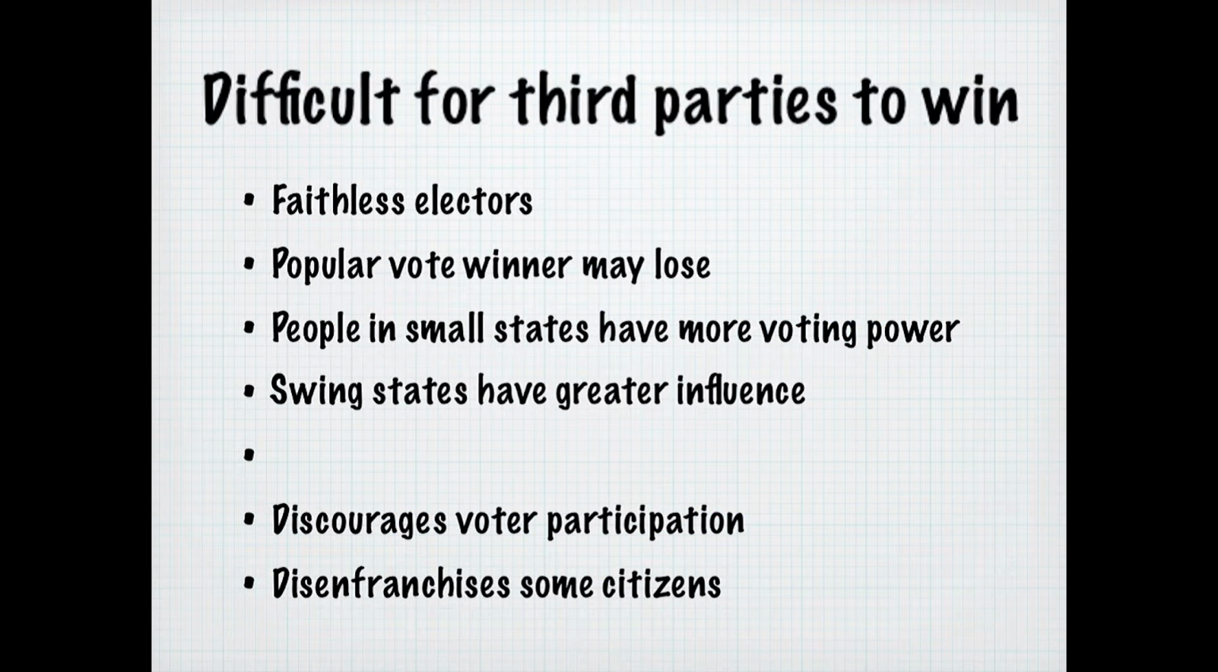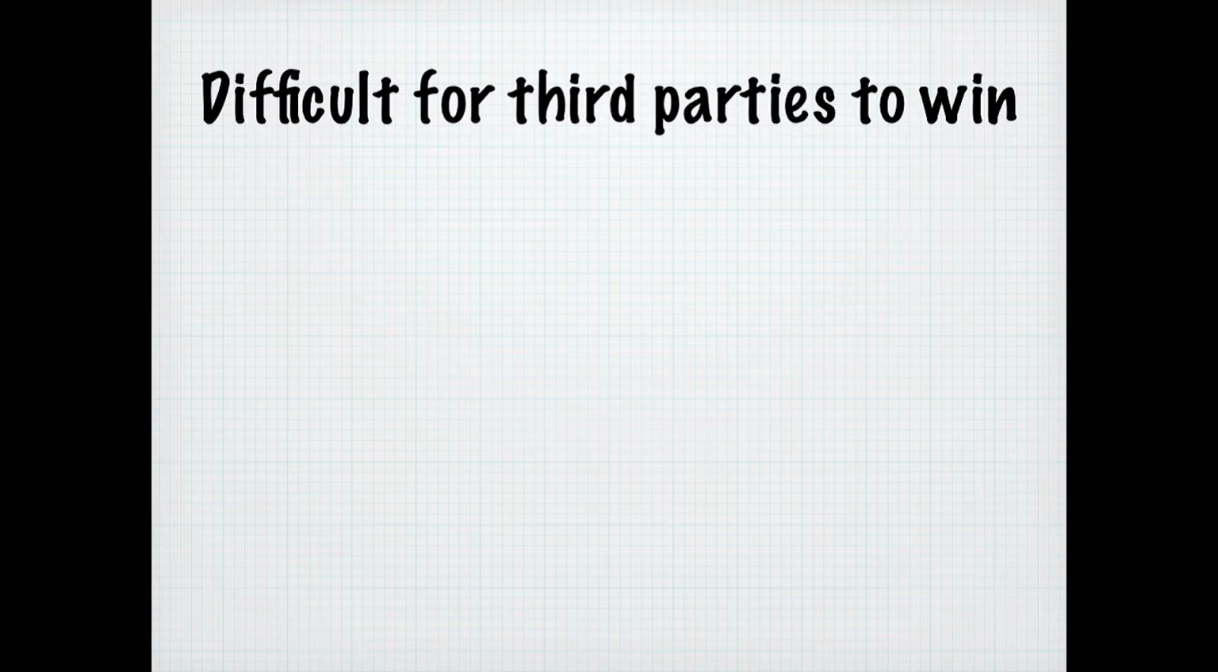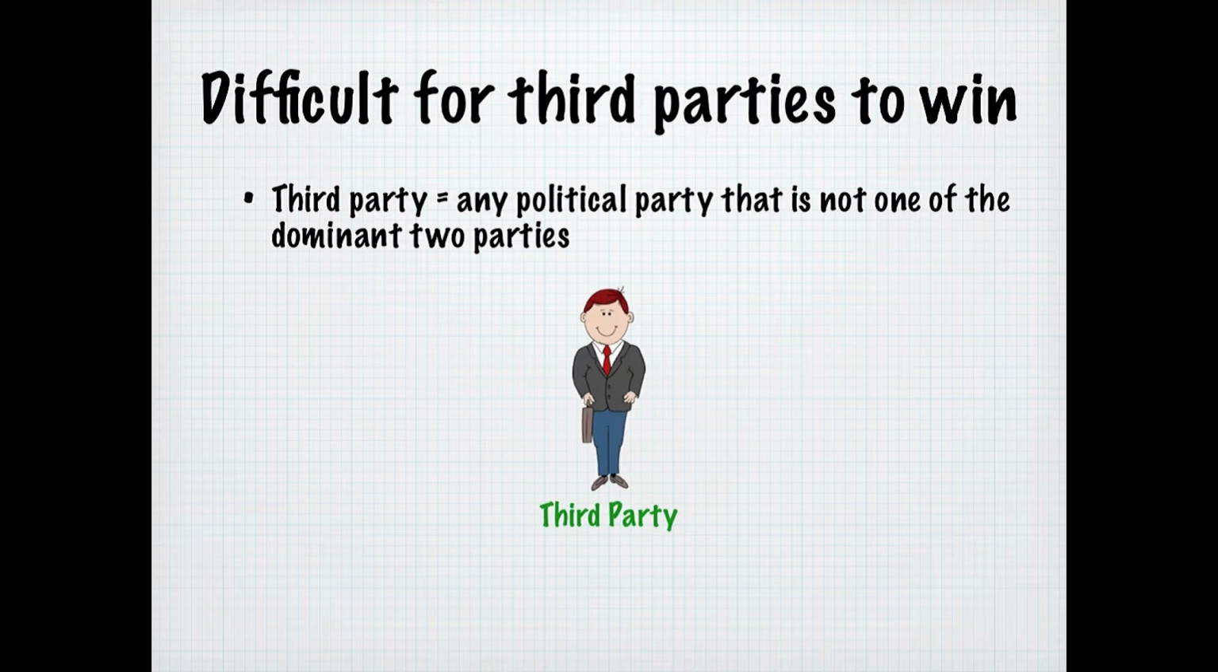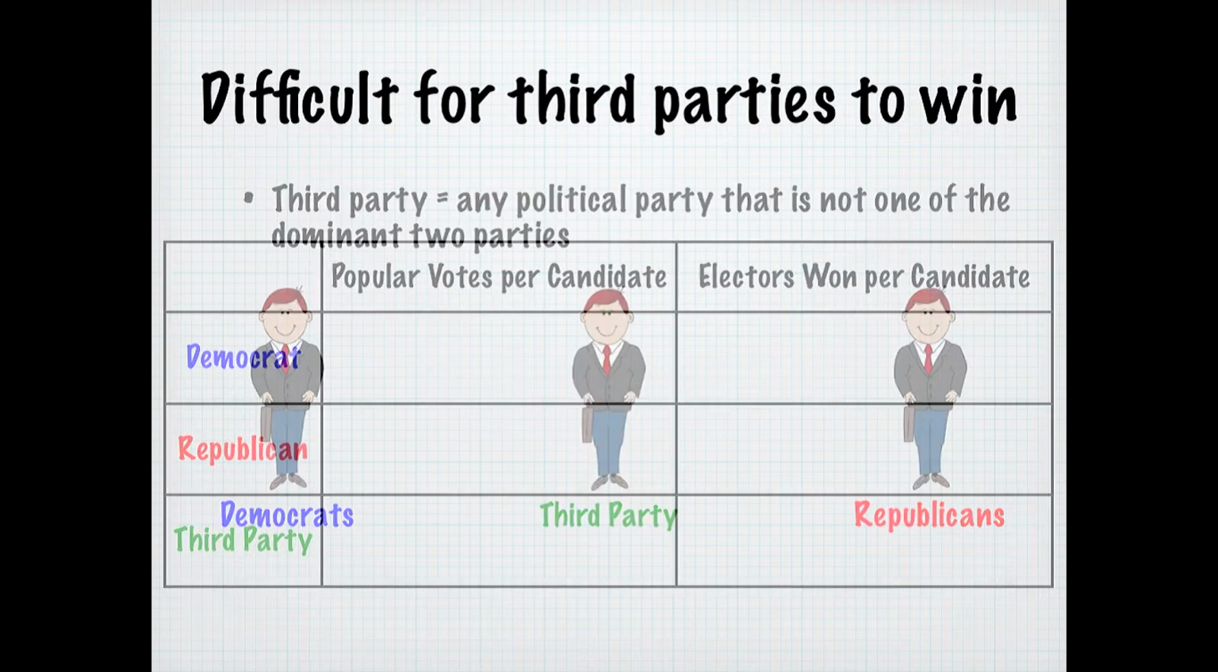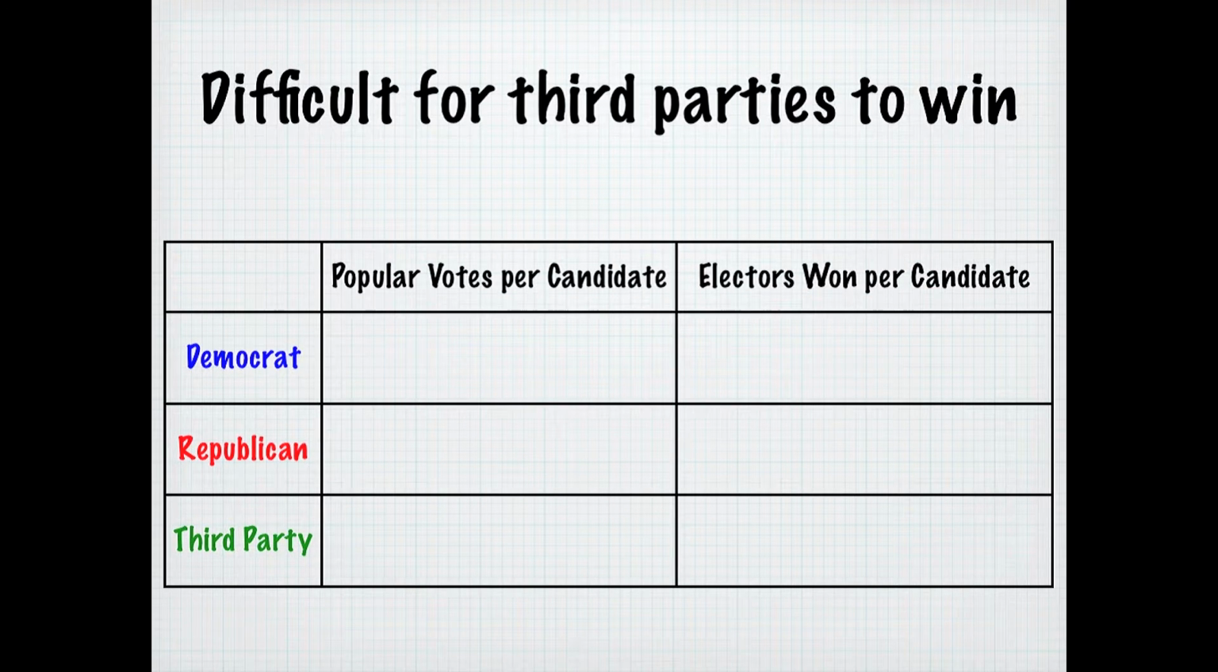A fifth criticism is that it is difficult for third parties to earn enough electoral votes to win the presidency. A third party refers to any political party that is not one of the dominant 2 parties, which are currently the Democrats and Republicans. Let's look at the challenge third parties face by examining the popular and electoral votes in just one state. For this example, the Republican got one more popular vote than the Democrat, and the third party finished in a distant 3rd place. Since the Republican won the most popular votes, he won the 55 electors. Even though the Democrat lost, Democrats can reasonably hope to win the next time, but it's difficult for third-party supporters to think their party can win the next time because their candidate finished so far behind.